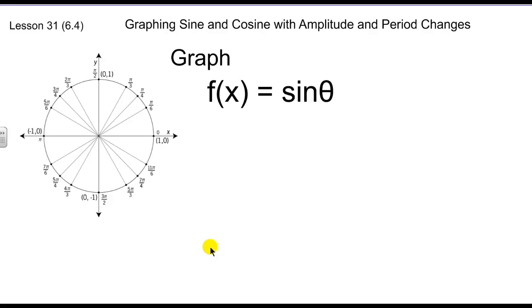So we're going to talk about graphing sine and cosine functions with what we call amplitude and period changes. And we're going to start by just graphing a regular sine function. So f of x is equal to sine of theta. And what we're going to do to generate this is we're going to take a look at the unit circle and use specific coordinates from the unit circle to do a graph.